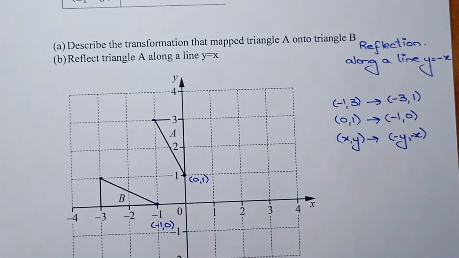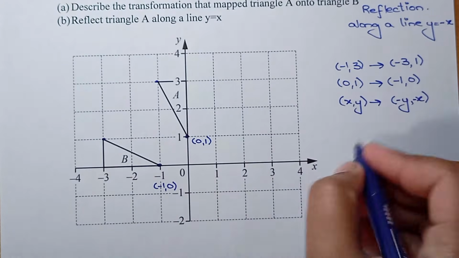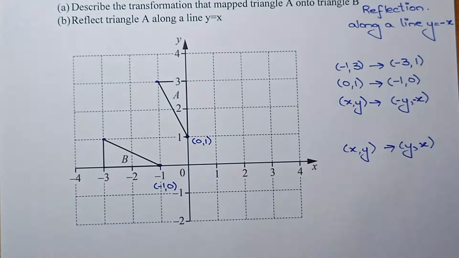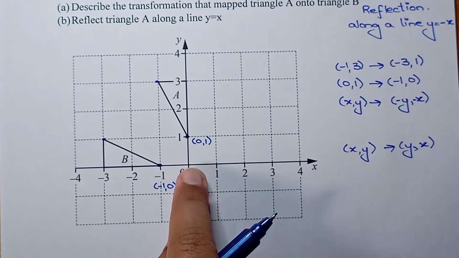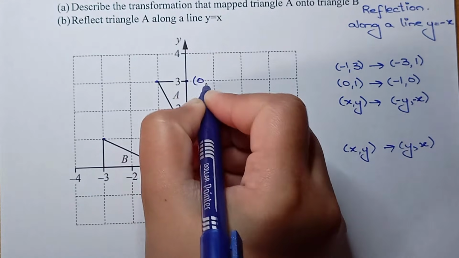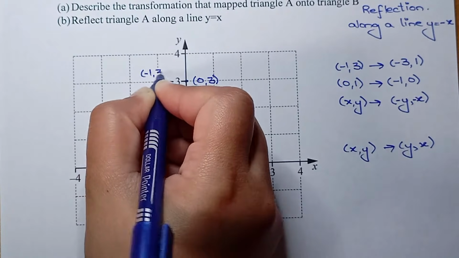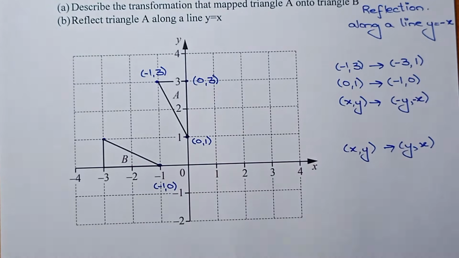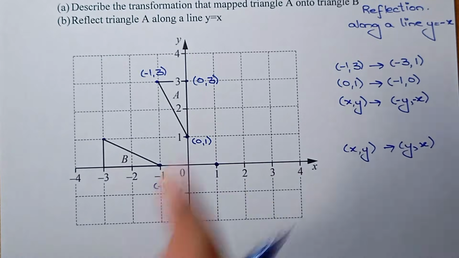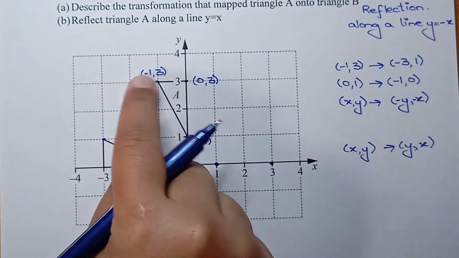So let me change (x, y) to (y, x). Now for the coordinates of A, (x, y) changes to (y, x) when we reflect along the line y equals x. This point is (0, 1), this point is (0, 3), and this point is (-1, 3). Now (x, y) to (y, x): (0, 1) changes to (1, 0), x is 1 and y is 0. This point (0, 3) changes to (3, 0). This point (-1, 3) changes to (3, -1).